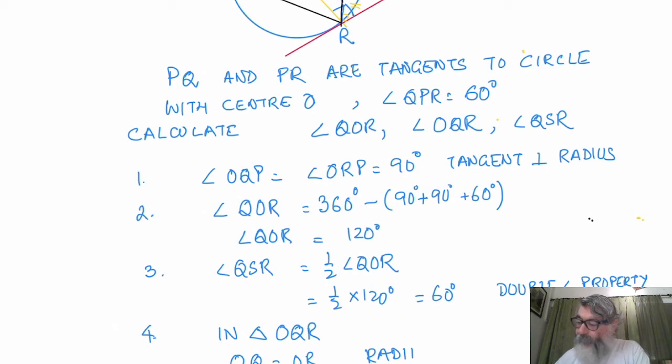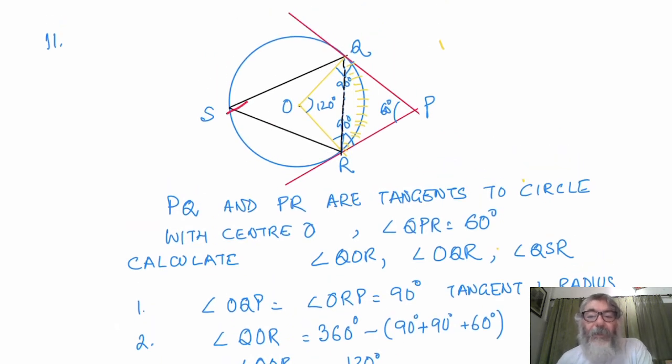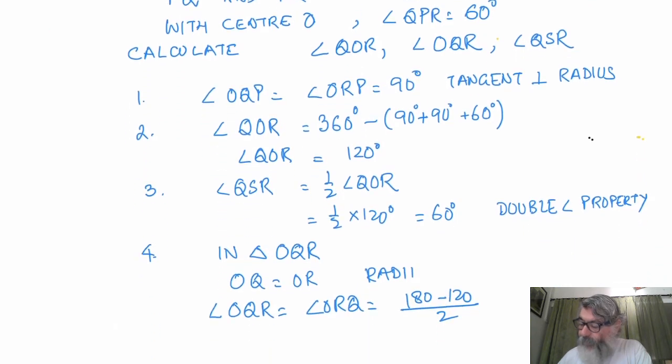Why 180? Because this angle at the center, QOR, is 120, and the remaining two angles are going to be equal. OQR is equal to ORQ. So 180 minus 120 is 60. 60 divided by 2 is 30 degrees. So we have got all the four angles.